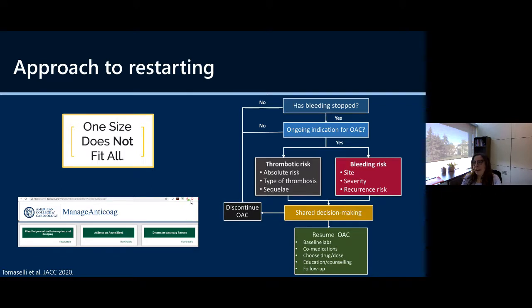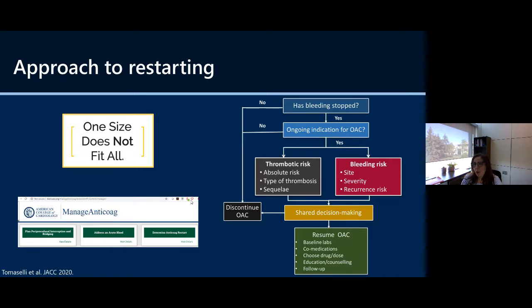But it starts with, has the bleeding stopped? That's really important. You can't anticoagulate a bleeding patient, which is like the number one rule of thrombosis. And then, is there an ongoing indication for anticoagulation? We find that in our practice, sometimes we stop anticoagulants. And then really you are looking at both thrombotic risk and bleeding risk, and these are very different.